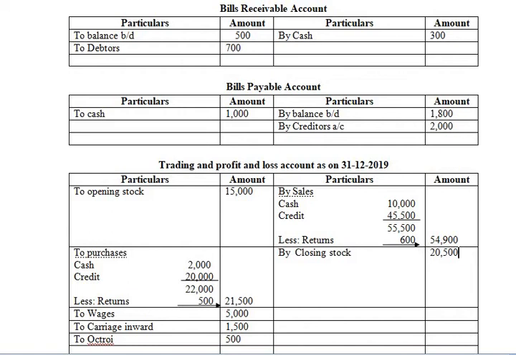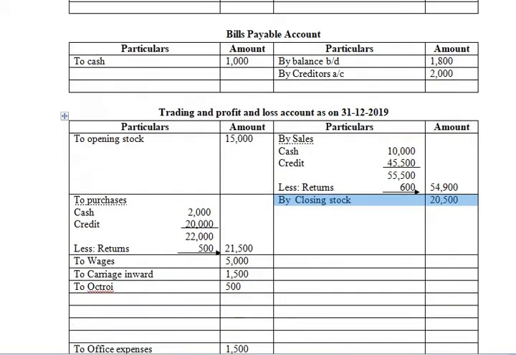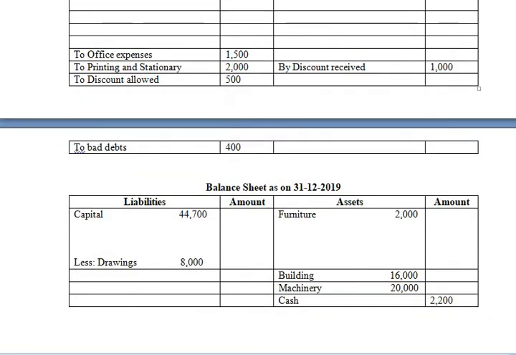Okay, one effect to the trading account, another effect will be to the balance sheet. So let's go to the balance sheet. Closing stock 20,500. Yes, here closing stock comes to the asset side. So by closing stock 20,500. I hope you have understood.